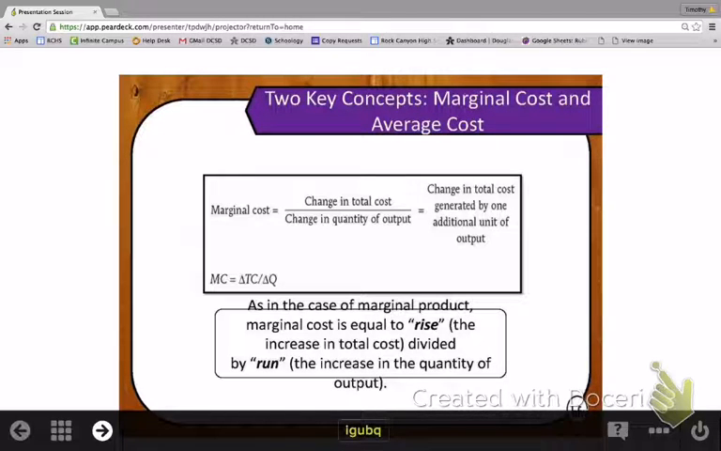So marginal cost is defined as the change in total cost divided by the change in quantity of output, or MC equals delta TC divided by delta Q. And it's the change in total cost generated by one additional unit of output. In other words, by how much does our total cost go up when we produce one more unit?